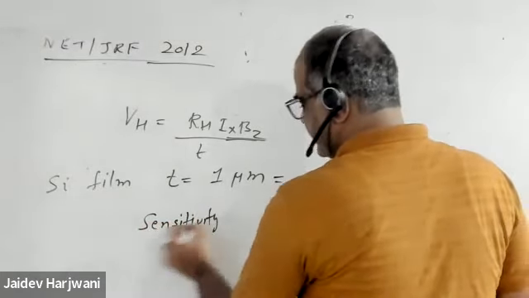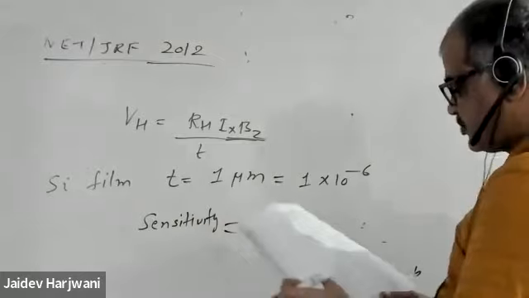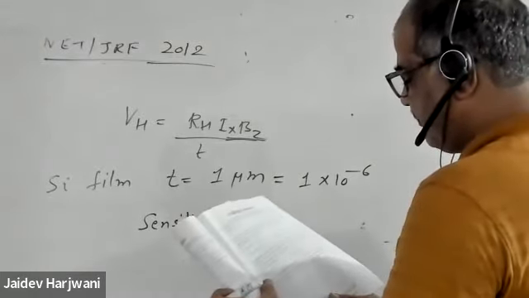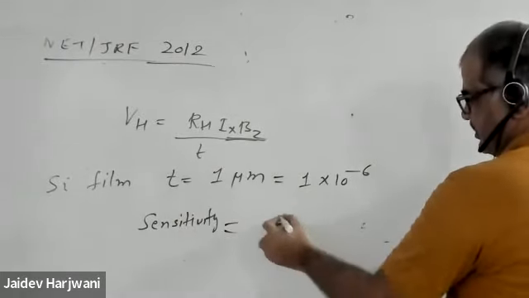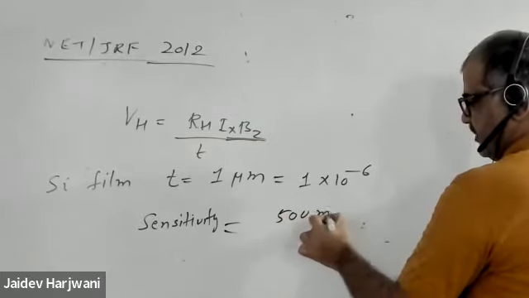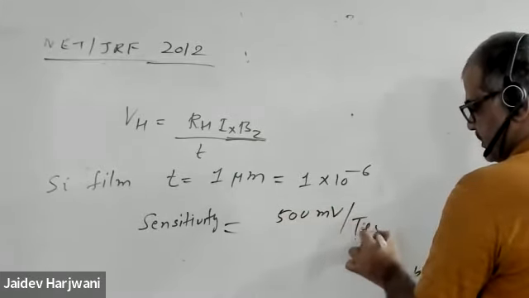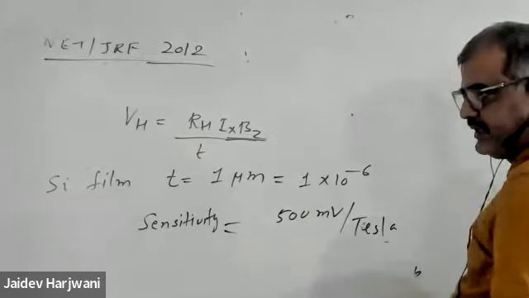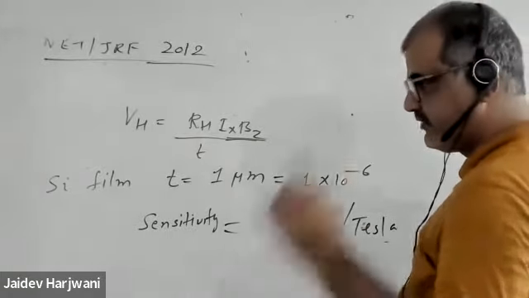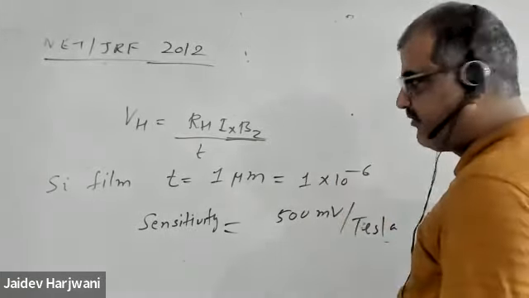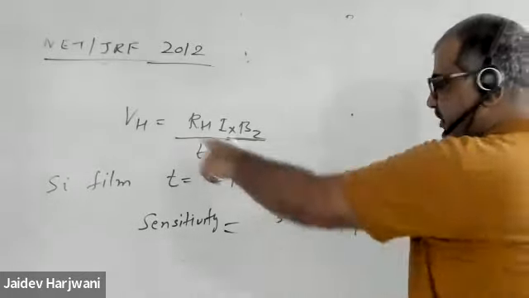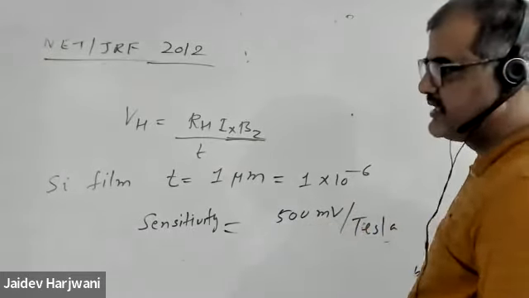The sensor sensitivity requirement is that the sensor should be able to measure 50 millivolt per Tesla. I have a sample. When I apply 1 Tesla of magnetic field, it should give me a Hall voltage equal to 500 millivolts. So the sensitivity is given.